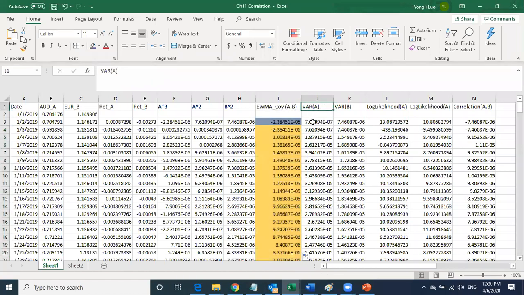With the same thing, we do the variance of A. The first one is equal to the variance squared, G3, and the second one is going to be the same. We're using the same formula: lambda times G3 plus 1 minus lambda times the squared return.